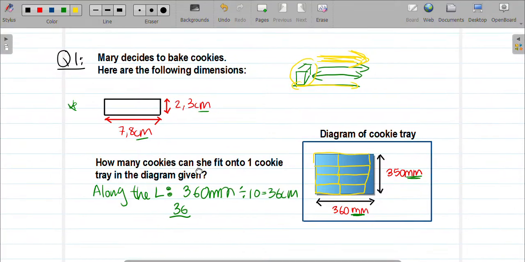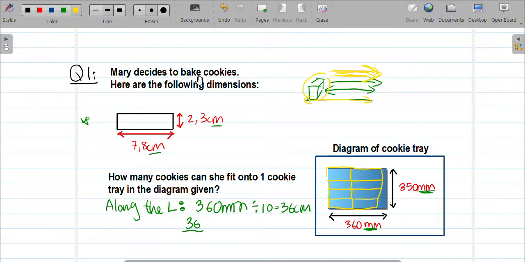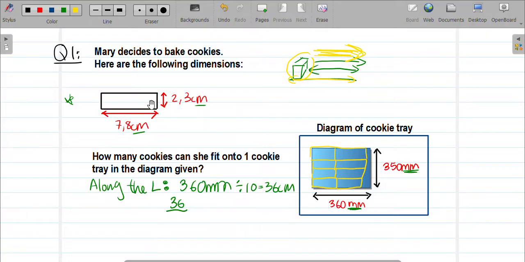All right, so what's happening is question one says Mary decides to bake cookies, and here are the following dimensions. So this is the cookie. The dimension is 7,8 centimeters. Centimeters is very important. Please note that. And then the breadth is 2,3 centimeters. Okay, so we know the dimensions. I'm going to show you how to do this. How many cookies can she fit onto one cookie tray in the diagram given?